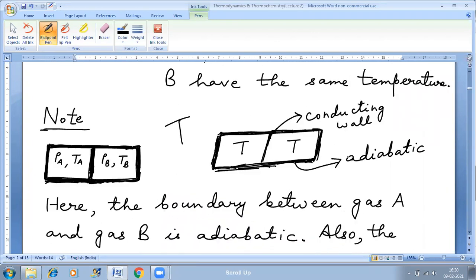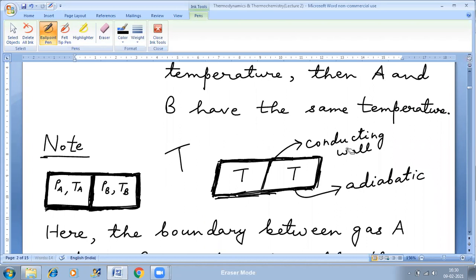This word conducting is also called diathermal. So either you say conducting or you use this word diathermal. Diathermal means a wall through which heat can flow.